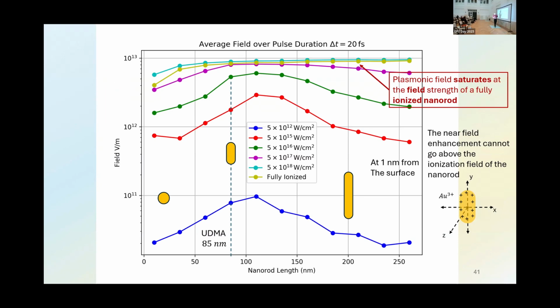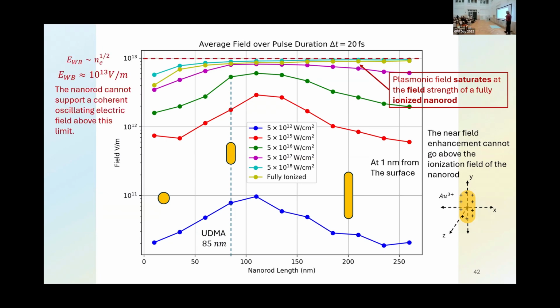So what this is, to me, what this is implying is that the near field enhancement, how much you can increase the electric field above the laser field using these small particles, is basically limited to just what the ionization field of the nanorods are. It's fairly simple. You can't get a larger electric field than when the nanorod is completely ionized.